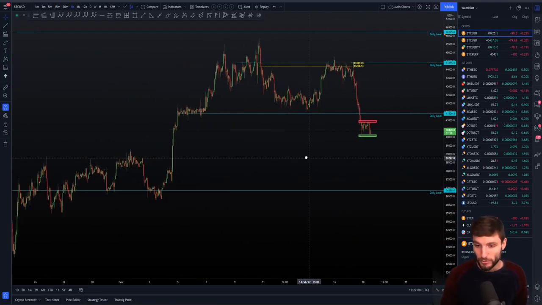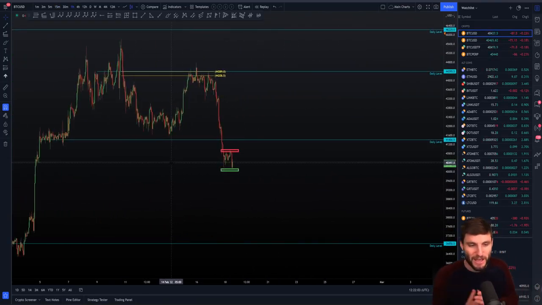I've done this fairly quickly, but I hope that you have understood what we're looking for, what we'd be looking for next, and those triggers, should we be breaking off of these ranges, and the next levels to be looking and trading towards.